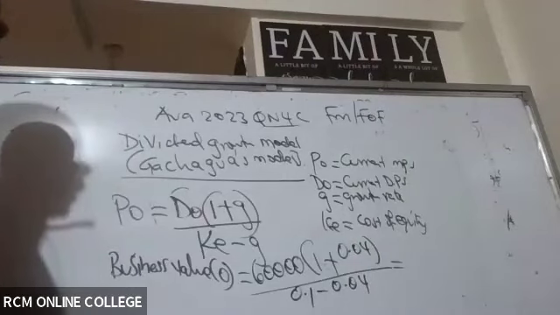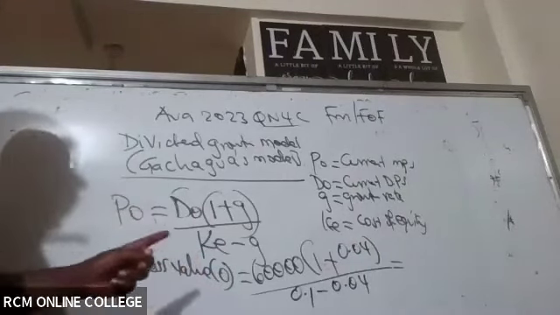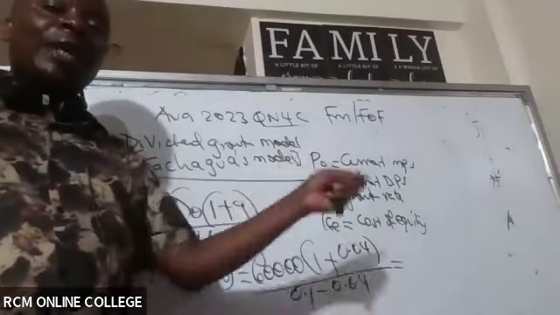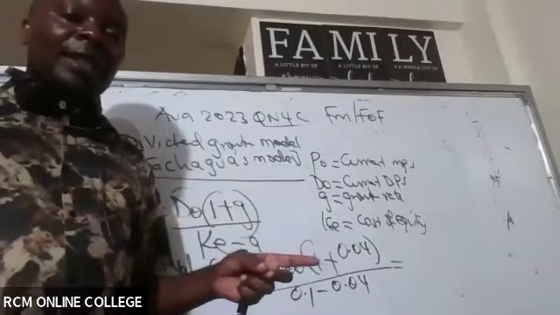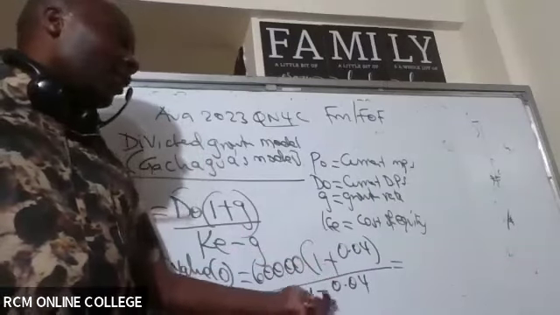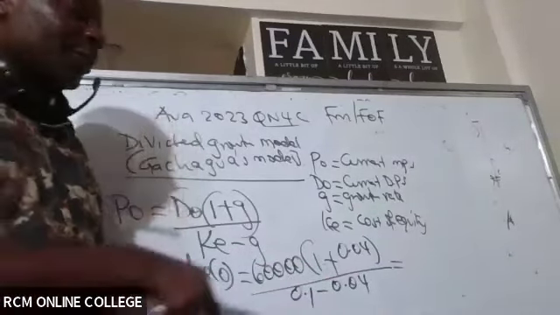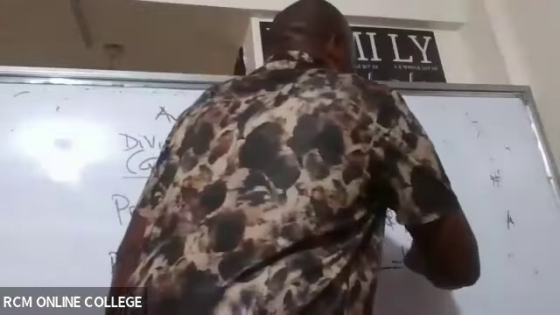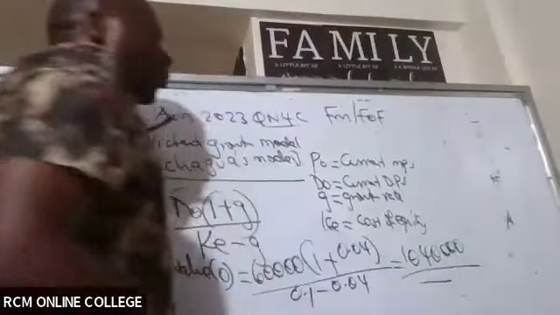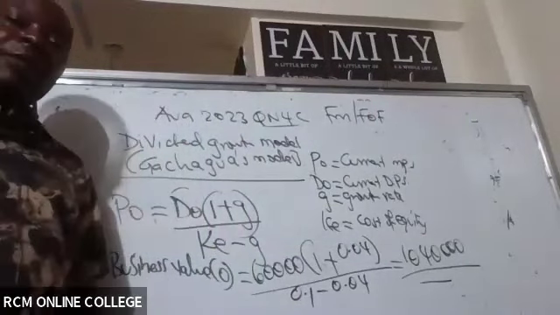So go slowly. Get first of all the numerator. The numerator will be 60,000 times 1.04. Write an answer. So somebody is telling me 1,040,000 divided by 0.06. That becomes the value of the firm.